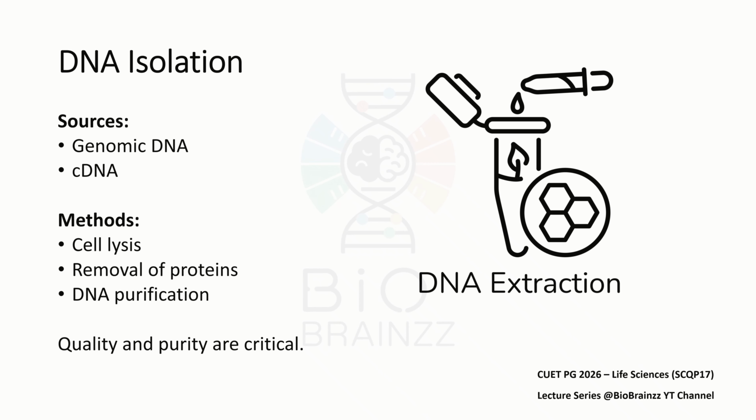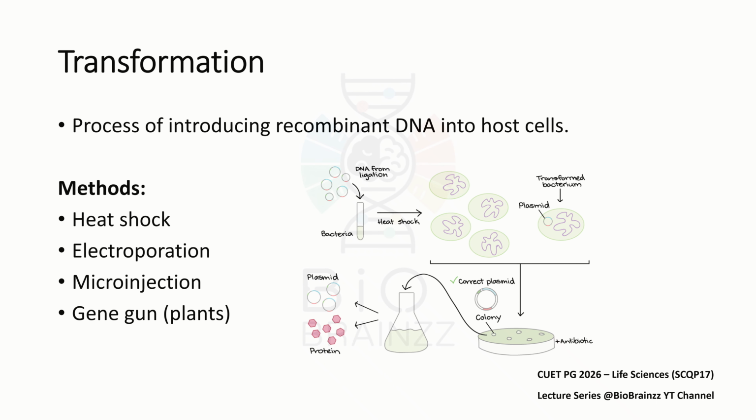DNA isolation. The cloning process begins with extraction of DNA from cells. This involves breaking cell membranes, removing proteins and other contaminants, and purifying nucleic acids. DNA may be genomic, representing the entire genome, or complementary DNA derived from mRNA. High purity is essential because contaminants inhibit enzymatic reactions.